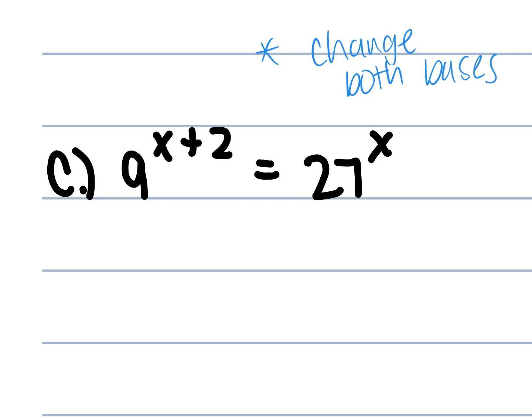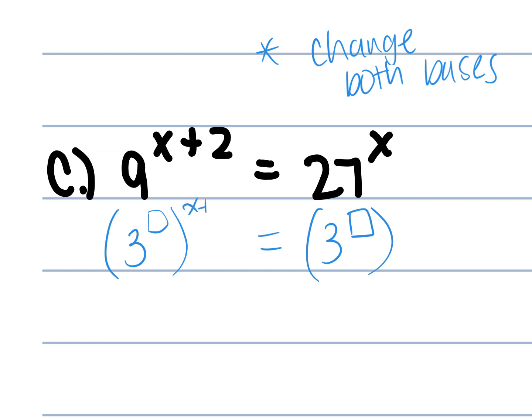Brayden, why 3? All right, so Brayden said 3. 3 to some power and 3 to some power. Now, remember, this 9 was raised to the x plus 2, so put x plus 2 there. And this 27 was raised to what power? So make sure the x goes outside your parentheses.